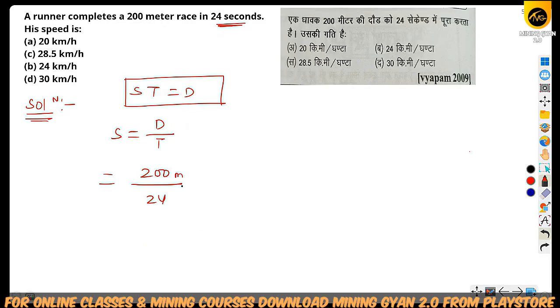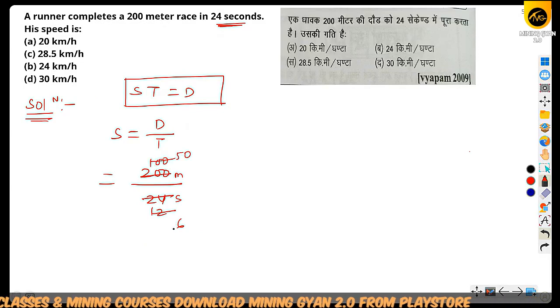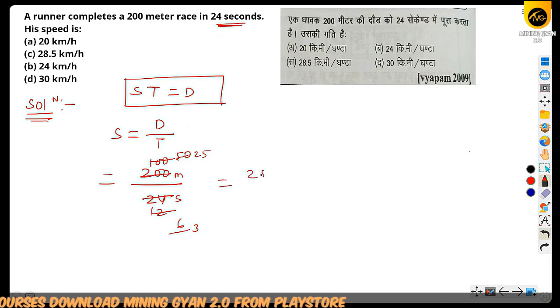This is 200 meter, and 24 is the second. So basically this is in the form of meter per second. It will be 12, 100, and 650, 325. So basically it will be 25 divided by 3 meter per second.